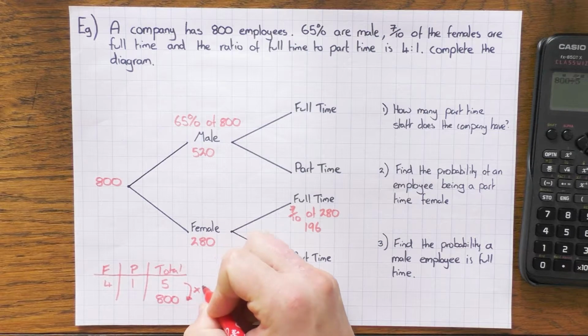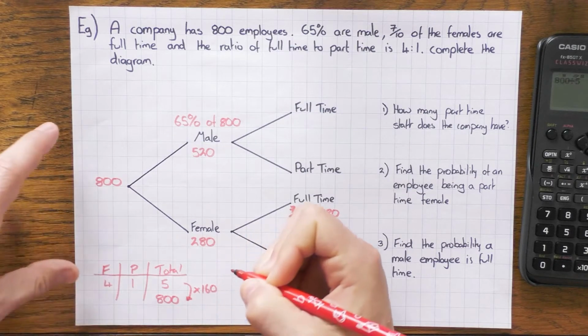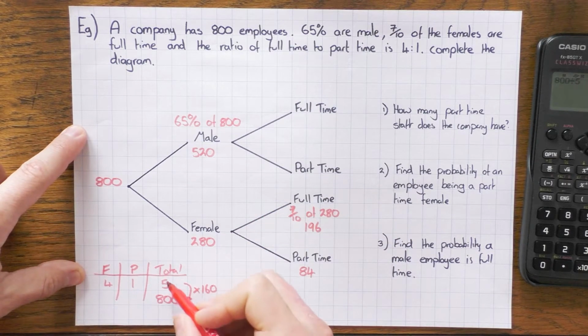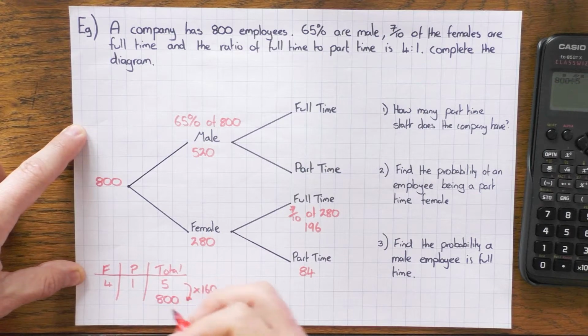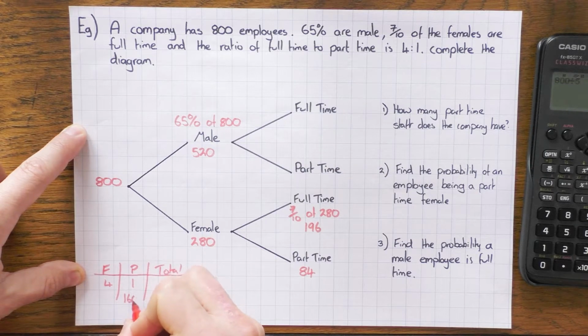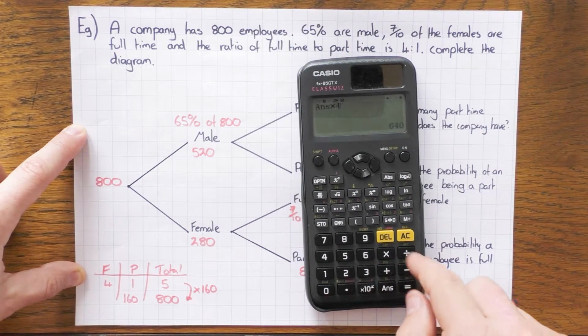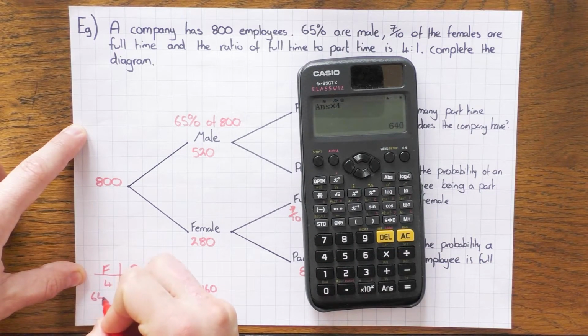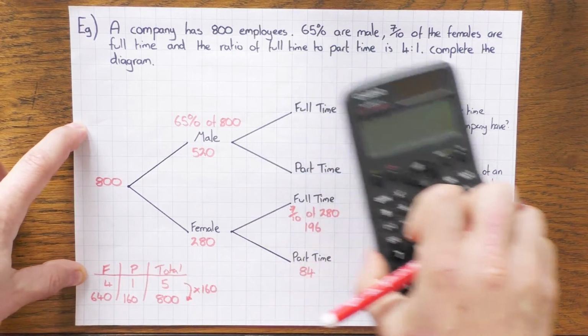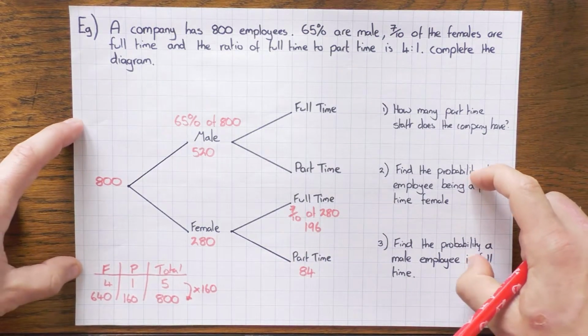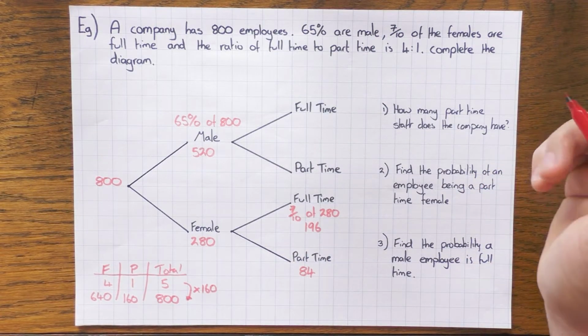So I need to times by 160. And once I do that, I can do the same with all of these. So 1 times 160 is obviously 160, and 160 times by 4 gives me 640. A little bit of cheating going on there with the calculator. Okay, how does that help me?